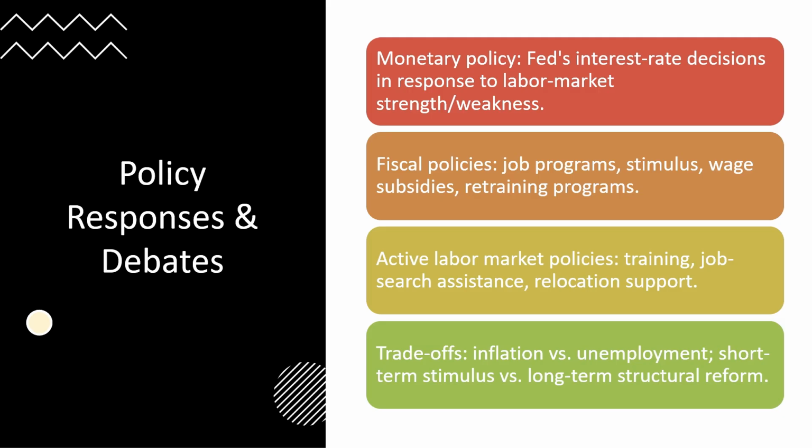Another is fiscal policies. This would be more related to what the government can do, and this could be a local government, a state government, or the federal government. They can provide job programs, stimulus, wage subsidies, retraining programs. So if you have an industry that's been hit, or a recession where everybody's getting hit, the government can provide some kind of retraining program or job program.